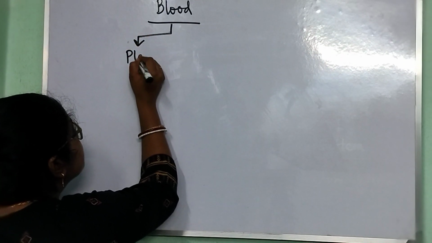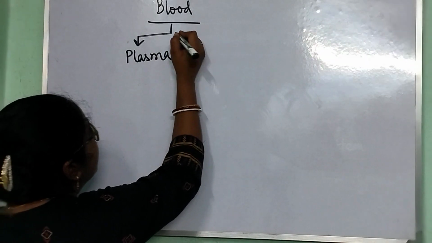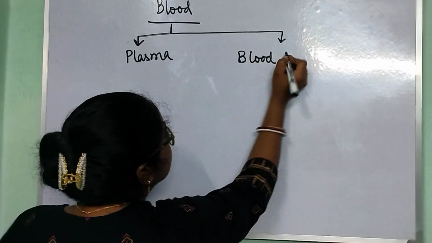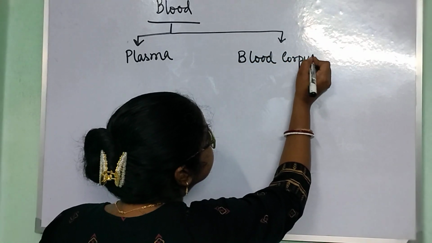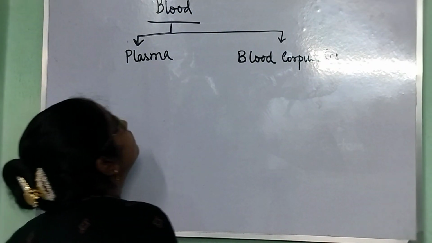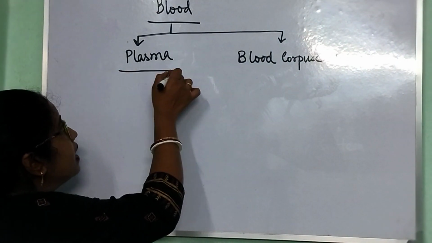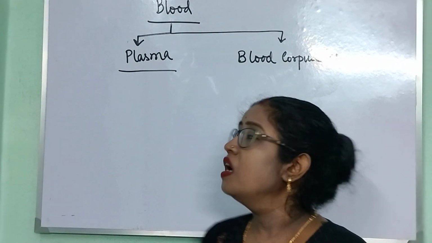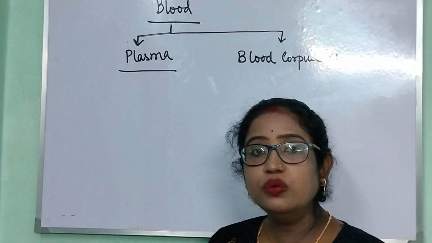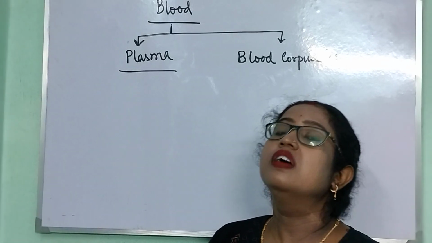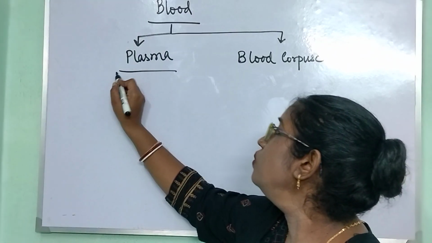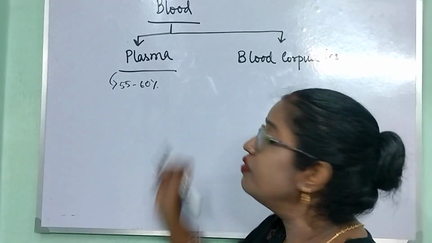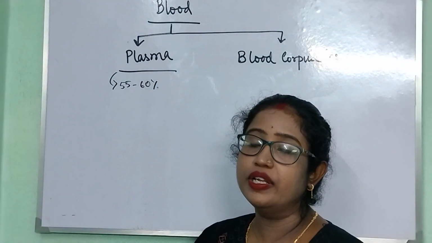First one is plasma, and the second one is blood corpuscle. So firstly, we discuss the plasma. Plasma is a straw colored fluid material, aqueous type of fluid material that consists of about 55 to 60% of the total blood volume in our body.